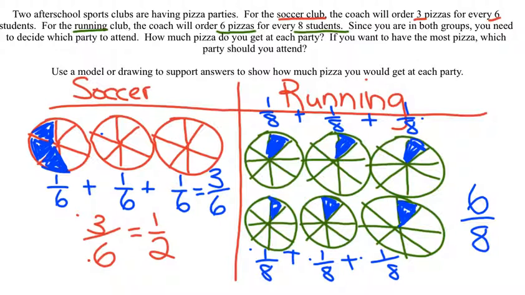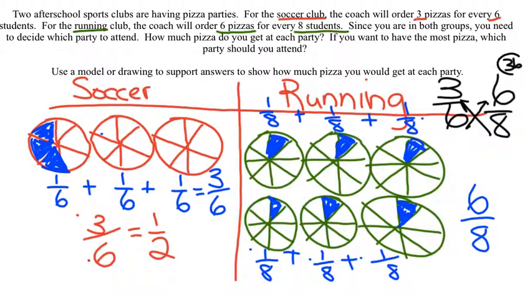We can cross multiply to see which is more. So I'm going to take 3/6 and I'm going to put 6/8 and I'm going to cross multiply. In order to do that, I start at the bottom and I cross multiply to the top. So 6 times 6 is 36. 8 times 3 is 24. Since 36 is larger than 24, I know that this fraction is larger, and I know that he'll be able to eat more in the running club.